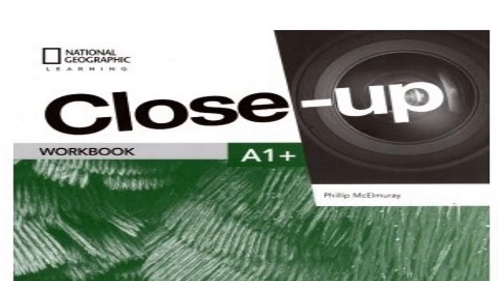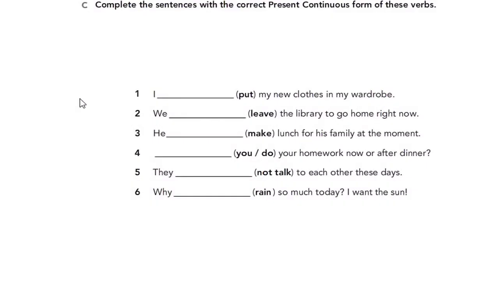Now let's move to our workbook. Open your workbook, page 20. The next exercise, exercise C: complete the sentences with the correct present continuous form of these verbs. So you have to put these verbs in the present continuous form. Start answering, stop the video, come back when you finish.